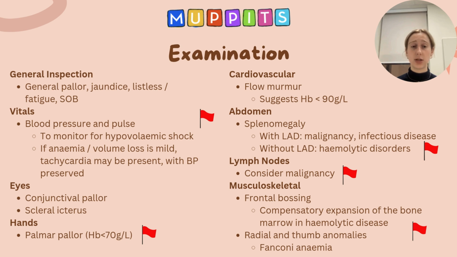In terms of the musculoskeletal system, if there's frontal bossing, this is obviously quite late stage. And this is due to expansion of the bone marrow as compensation in hemolytic disease. You might see this in sickle cell disease as well, but it's a lot rarer to see these days. You might note some radial or thumb anomalies in conditions such as Fanconi anemia.